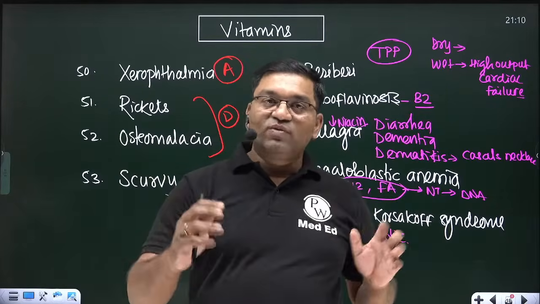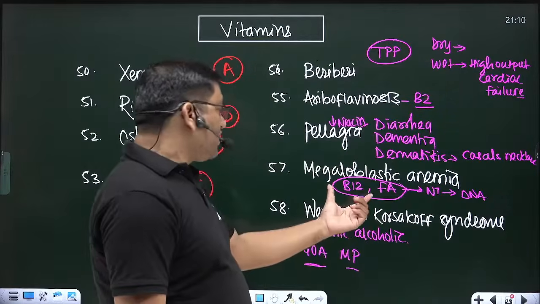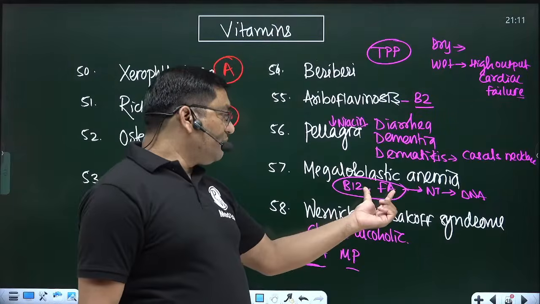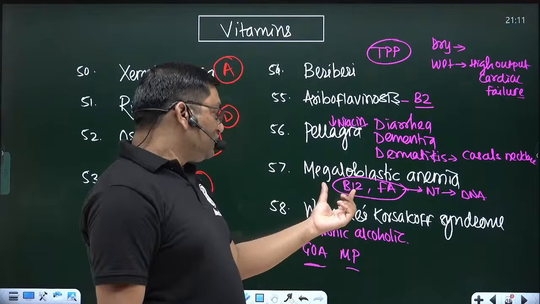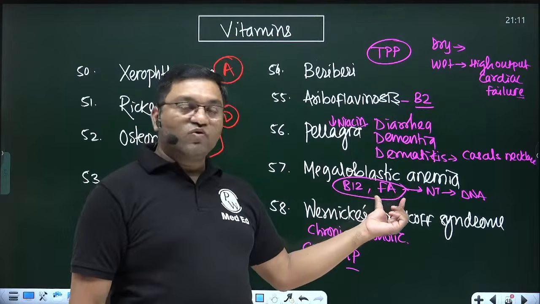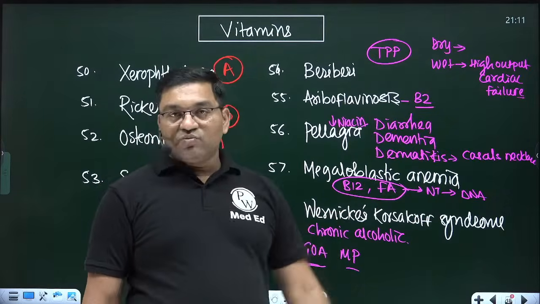So larger cytoplasm, small nucleus. So megaloblastic RBCs are there in the folate deficiency. B12 and folate are connected by the methionine synthase reaction. So in B12 deficiency, there is also folate deficiency. That's why there is the megaloblastic anemia.